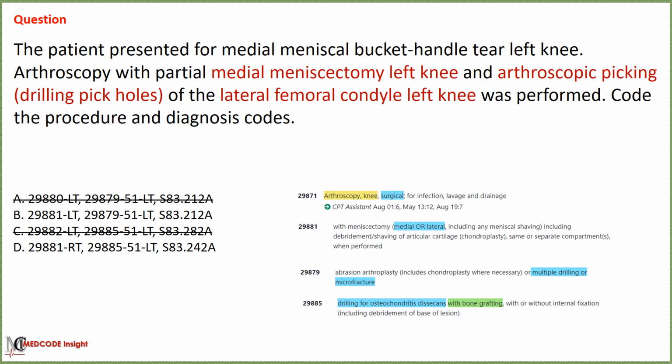In both option B and D, code 29881 is used for surgical arthroscopy of the knee with meniscectomy medial or lateral. We will eliminate options based on the drilling procedure. We will eliminate option D with code 29885 used for drilling with bone grafting, as no bone grafting is done along with drilling. So our correct option is option B with code 29881 LT, 29879 along with modifier 51 LT and S83.212A.